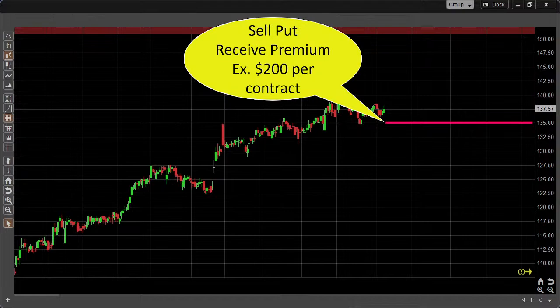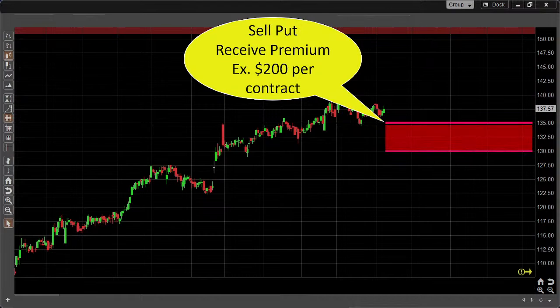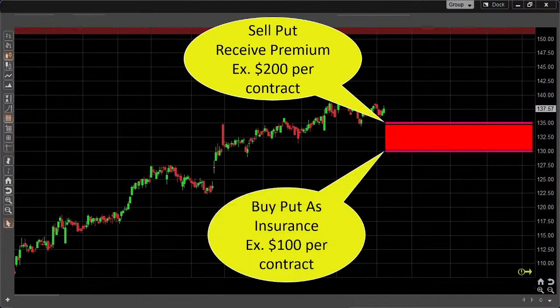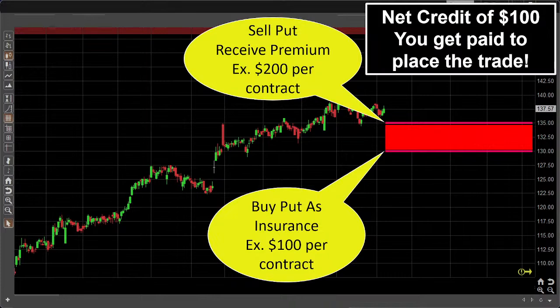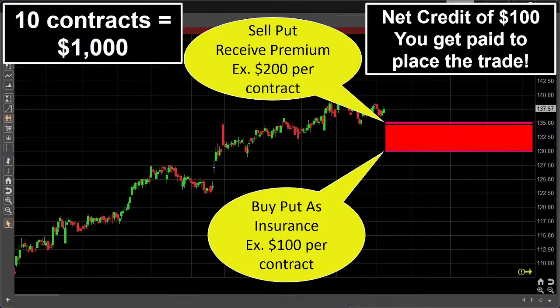As you sell the put, you are simultaneously going to go a little bit lower, and you are going to buy a put as insurance. That put costs you something, though. In this case, it's $100. However, you sold the put for $200, you bought the insurance for $100, you're still getting paid $100 to place this trade. That means the most that I can make on this trade is $100. If I traded 10 contracts, I get paid $1,000, and I can make up to $1,000 on this trade.